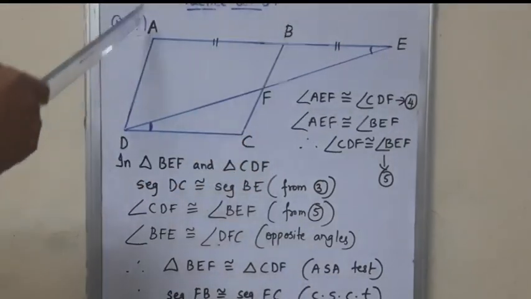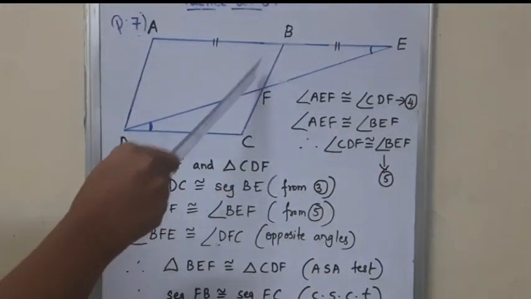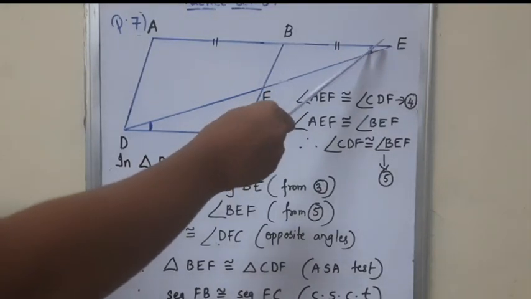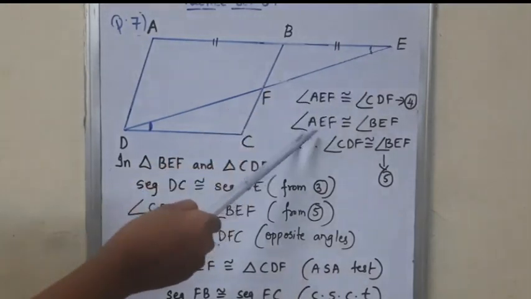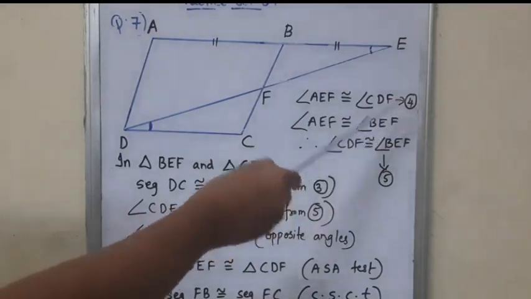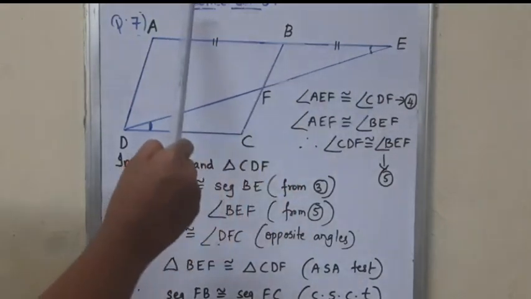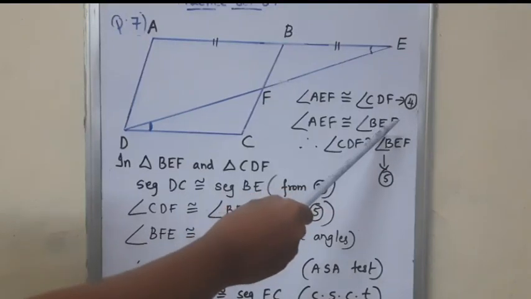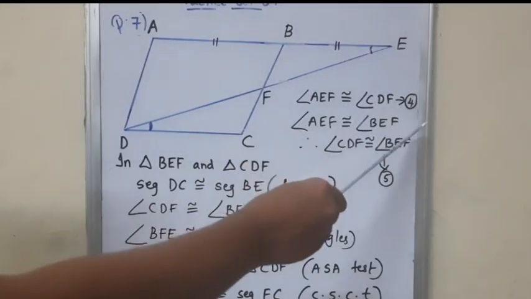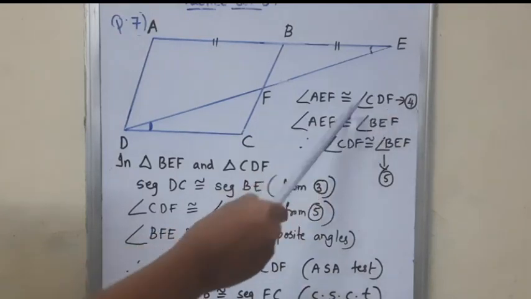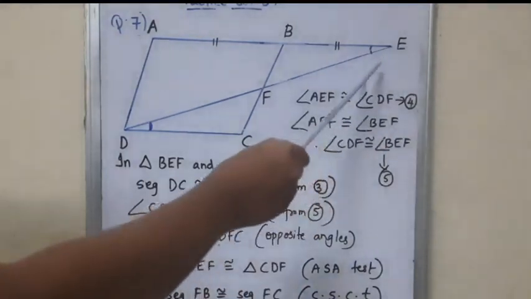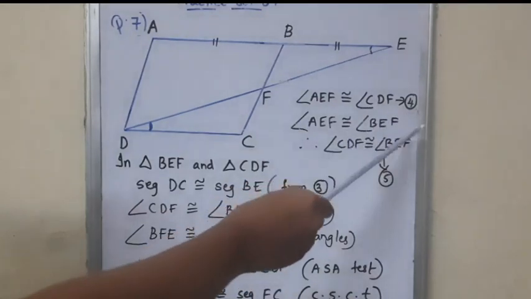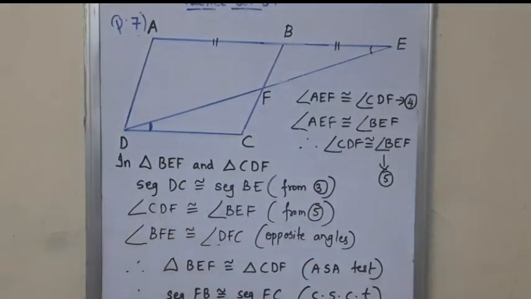Now if you see angle AEF and angle BEF, one and same angle but different names. So we have written angle AEF is also congruent to angle BEF because they are one and same angles. Therefore we can also write angle CDF is also congruent to angle BEF. If left hand side is equal, right hand side is also equal. Therefore, we have written angle CDF is congruent to angle BEF, equation number 5.